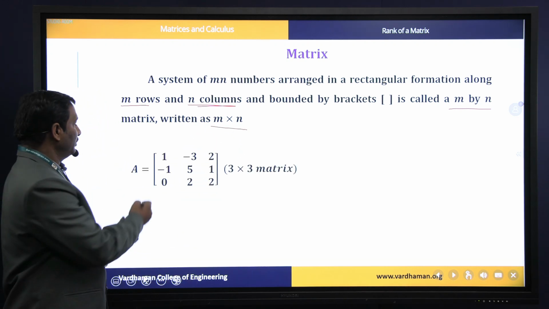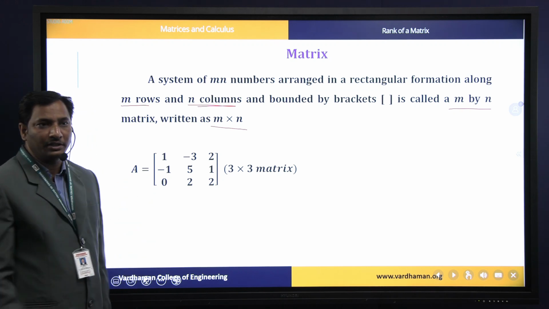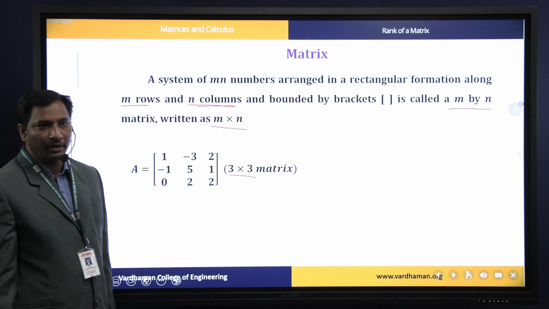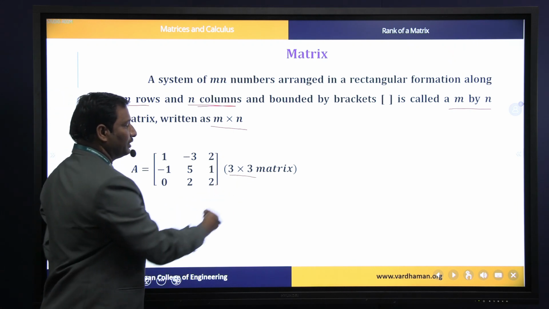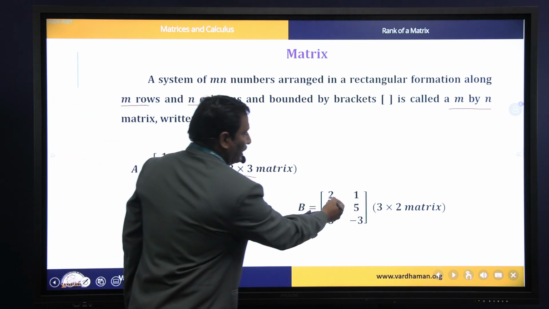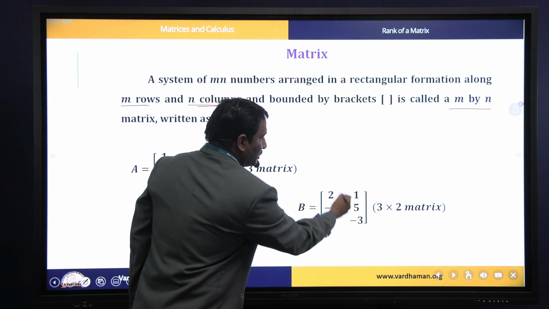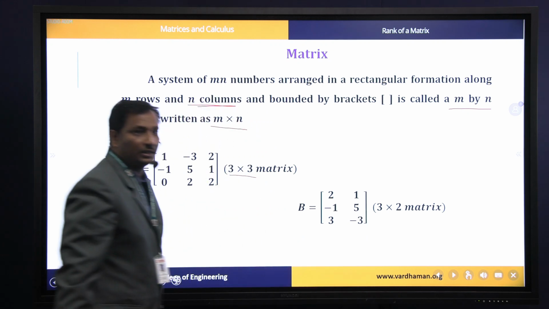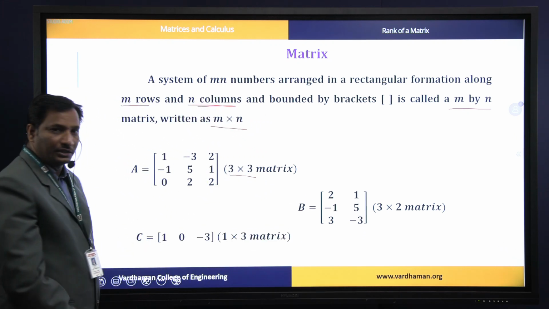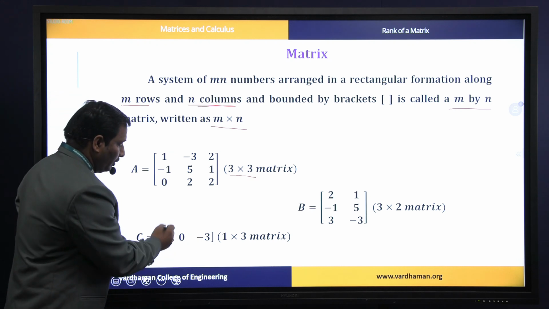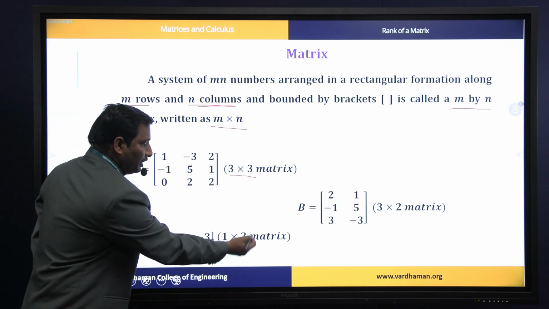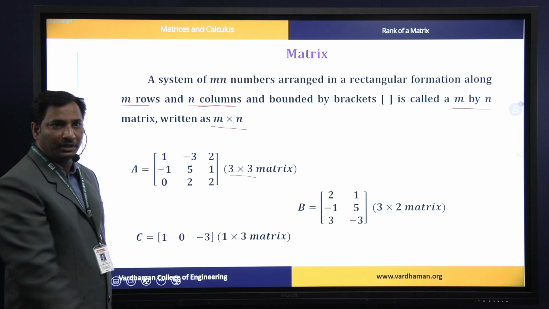For example, let us consider a matrix A of order m by n. Here it is 3 by 3, that is 3 rows and 3 columns. And B is a matrix with 3 rows and 2 columns, and it is read as a 3 by 2 matrix. And C is a matrix which has 1 row and 3 columns, so we'll denote it as a 1 by 3 matrix, of order 1 by 3.